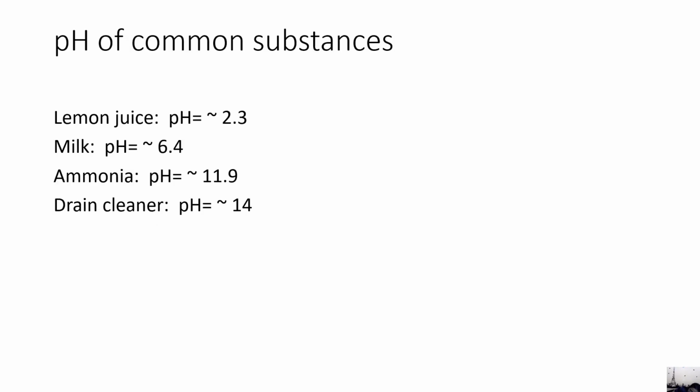Now, if we talk about some common substances, as mentioned over here, what are the pH of these common substances? Like lemon juice, it's a very acidic mixture. That's why the pH is very acidic, 2.3. Then we have milk, pH 6.4. We have ammonia, 11.9. All of these.